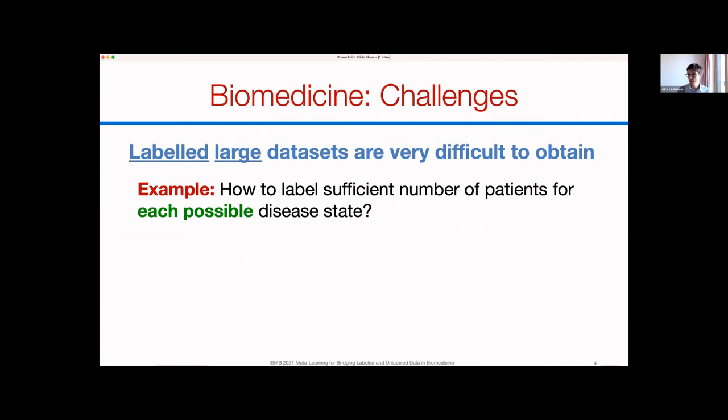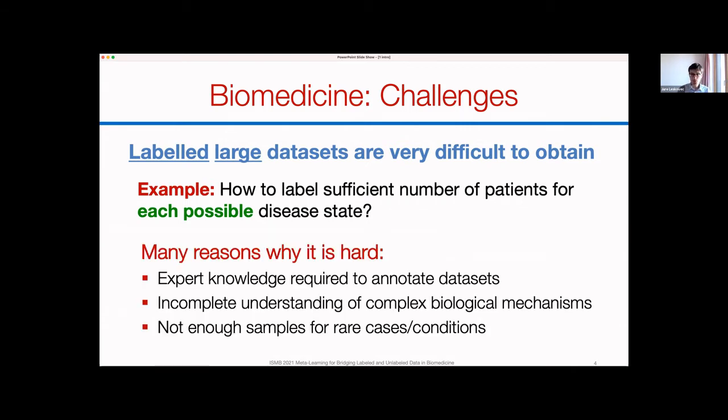And there are many reasons why this is hard. First is that expert knowledge is required to annotate data sets. We have incomplete understanding of biomedicine, of health, of complex biological mechanisms. So even annotating a data set ahead of time with all the labels might be impossible. And just obtaining the raw data might be very expensive because we have to do experiments to obtain the data. And naturally, it might be hard or impossible to even obtain enough examples of rare cases or conditions, meaning creating such completely labeled data sets is nearly impossible in practice.